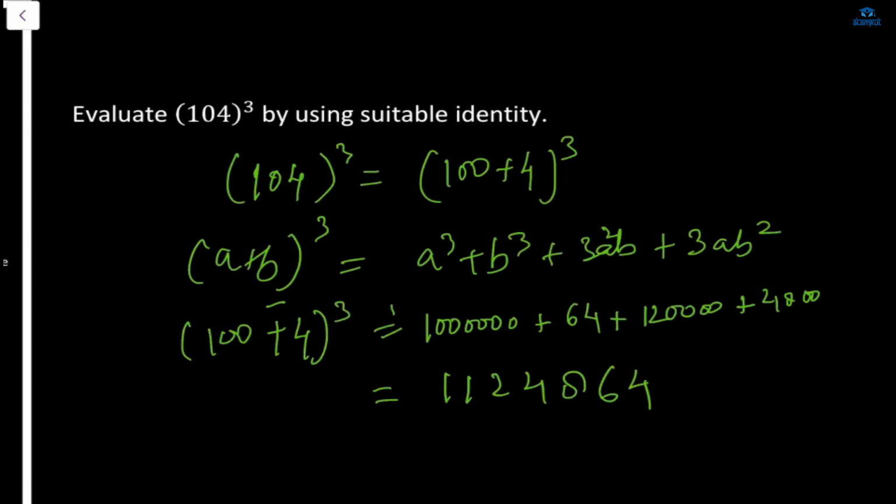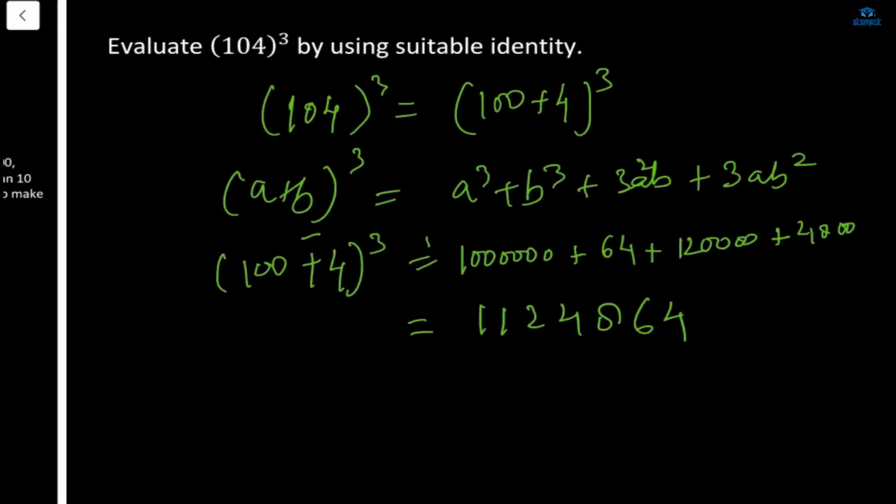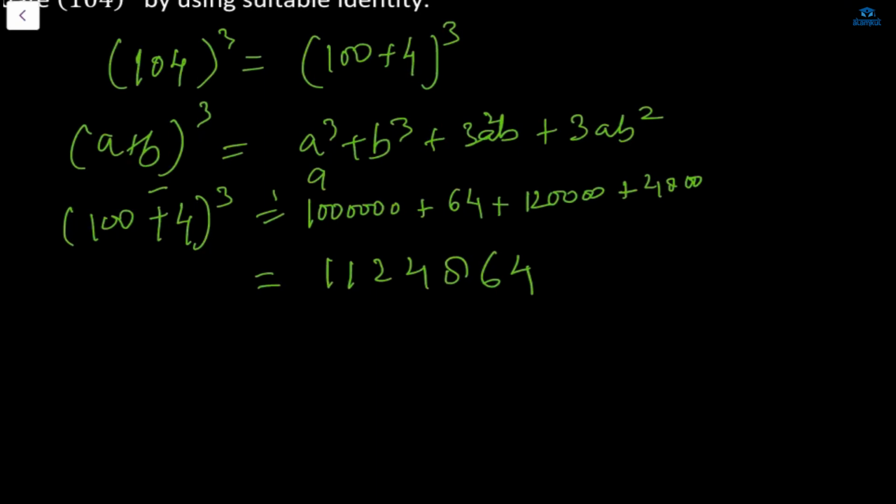Have you got the answer? Yes, ma'am. Same. We can also write that as a cube plus b cube plus 3a squared b plus 3ab squared, as 3ab into (a plus b). Yeah, same. You can write it that way also. a cube plus b cube plus 3ab(a plus b). There's no problem. In both ways you can write. Actually, they are the same thing.